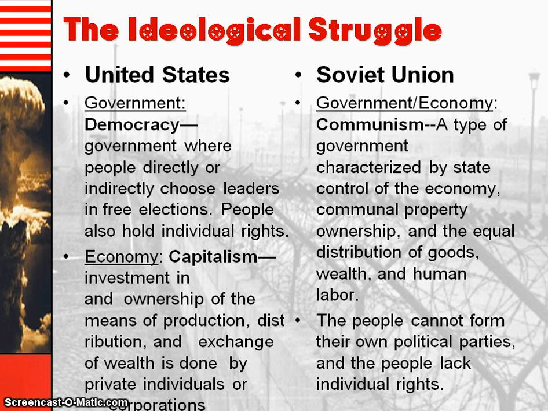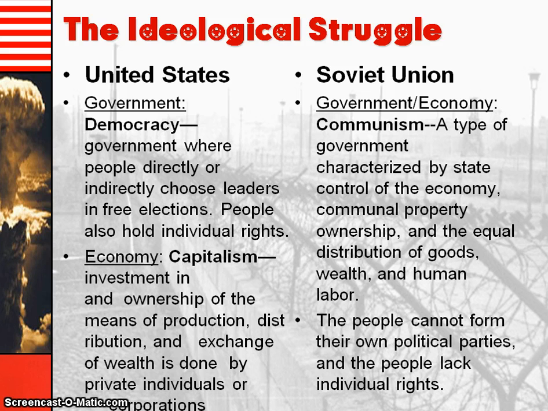And then if we look at the Soviet government, communism is also an economic form. This is a government characterized by state control of the economy, communal property, and equal distribution of goods, wealth, and human labor. In that system, it is all about the government and government control. There is common property, meaning no longer individual property. And the people in communism don't have rights to political parties or rights to things like assembly, press, and speech.